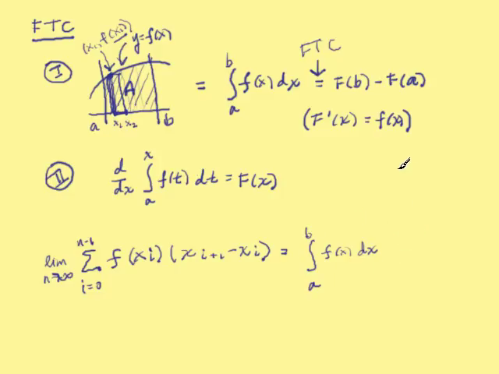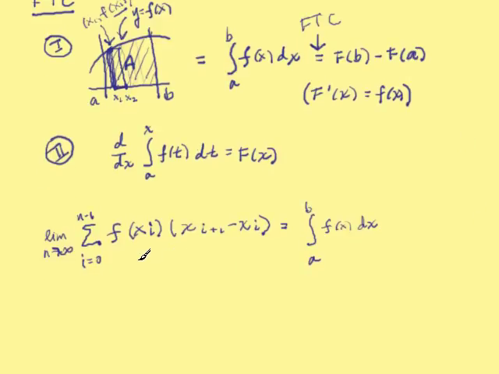And the way we showed that this actual area is equal to the antiderivative at b minus the antiderivative at a is by simply replacing, in this sum, f of xi by an approximation in terms of the antiderivative. So the approximation was the antiderivative at xi plus 1 minus the antiderivative at xi, over xi plus 1 minus xi.